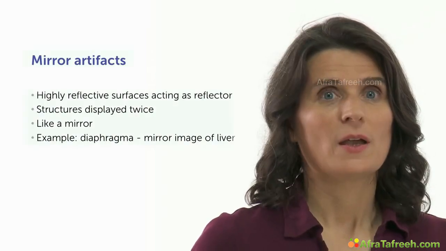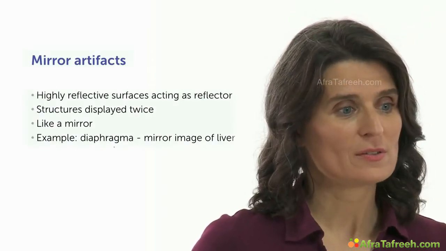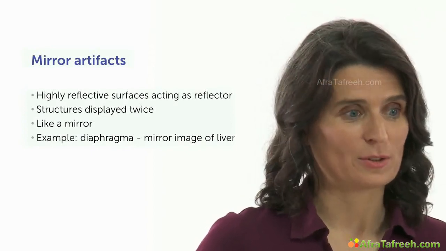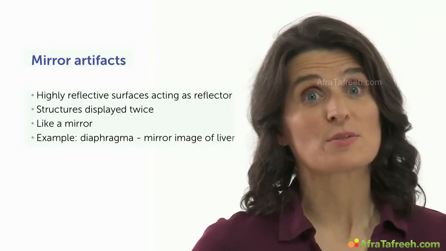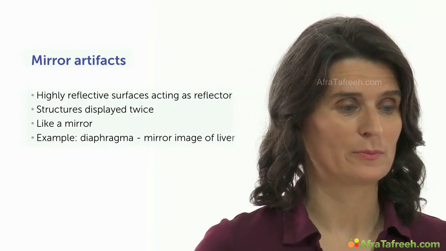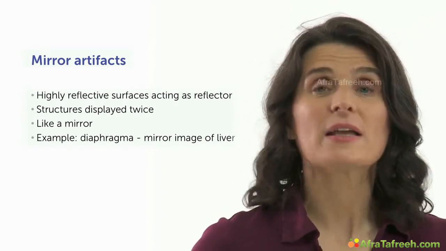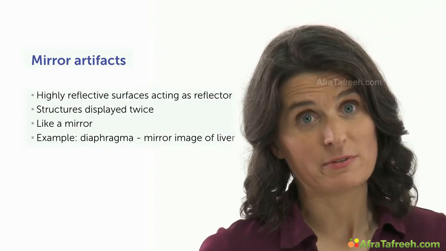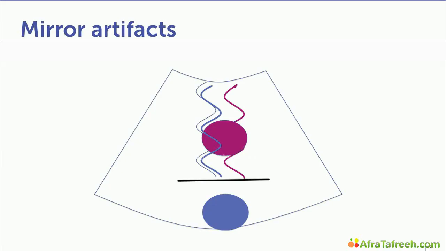Mirror artifacts can be a confusing matter when not known. We find a reflection of an organ or a structure like in a mirror. What causes mirror artifacts? It is a highly reflective surface that is acting as a reflector. So structures are displayed twice, like in a mirror. A typical example is the mirror image of the liver at the diaphragm.